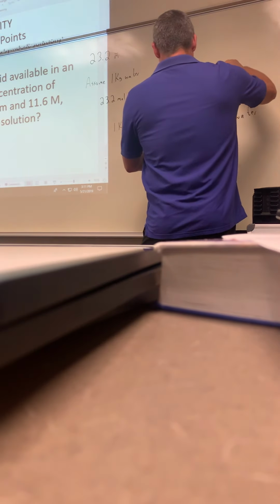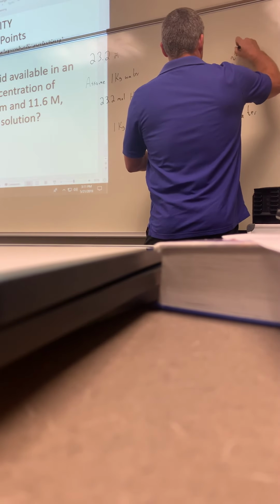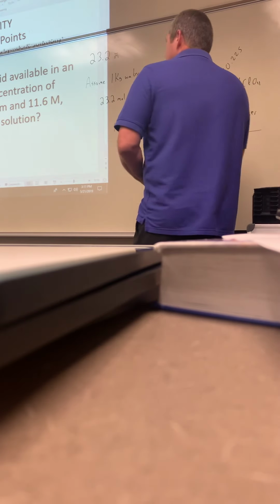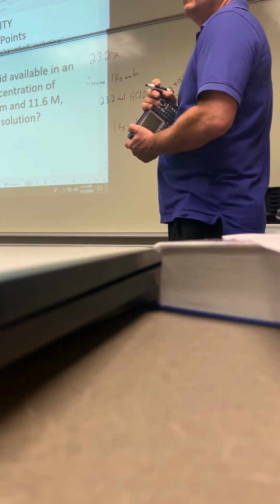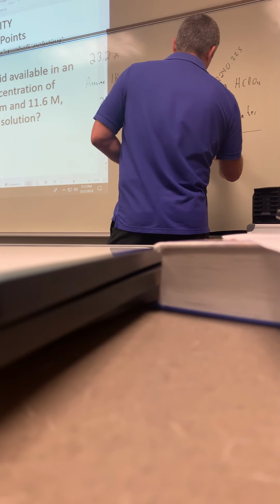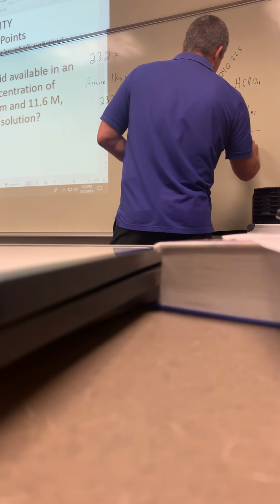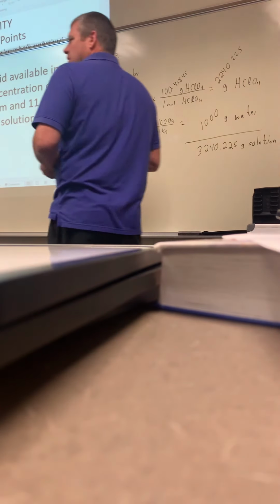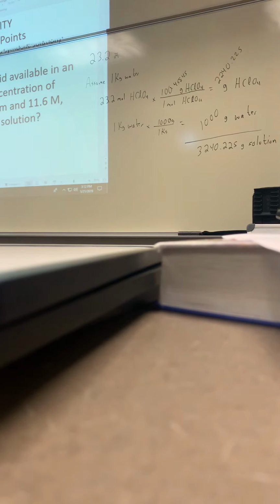So this was 2,240.225 grams. This is 1,000 grams of water. So what's my solution weigh? 3,240.225 grams of solution. Does that make any sense as far as that goes? So with numbers, what can I do with that now? Try to get over to the molarity.